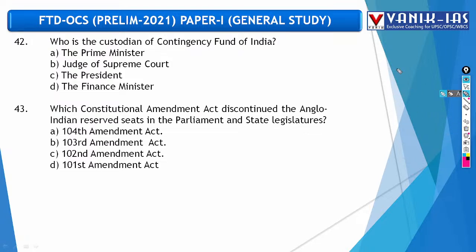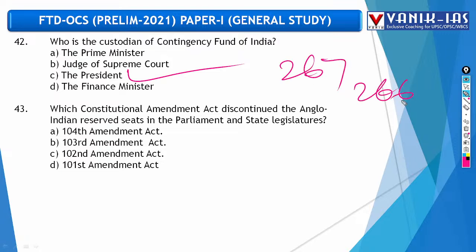Who is the custodian of the contingency fund of India? It is the president, constitutionally. That is Article 267, contingency fund of India. Article 266, that is the consolidated fund of India. Right? Contingency fund means emergency fund. Consolidated fund means whatever taxes you collect go to the consolidated fund of India. Okay.